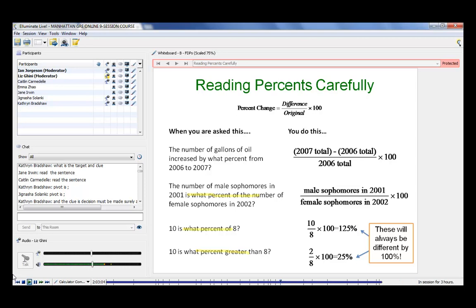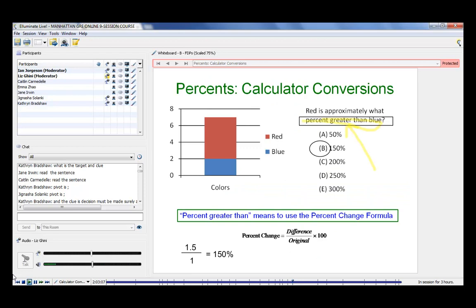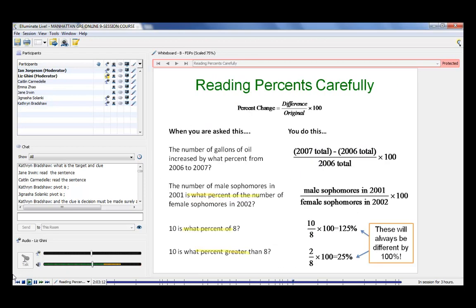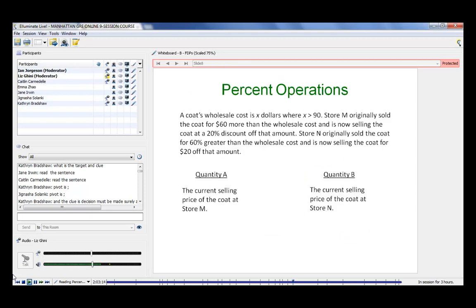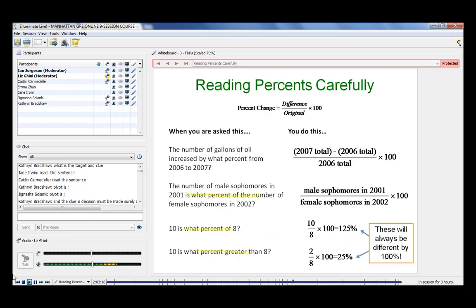Remember at the very beginning, this little beast here. It's really common to make this sort of a mistake. Sorry, I'm losing control of the slides. These are always going to be different by 100%, and that's where your quick check, wait a second, is it what percent of 8 or what percent greater than or less than, will help you out. I find that the key to not making an error here, as long as you have a calculator, is just taking your time to read and figure out what you're actually looking for.